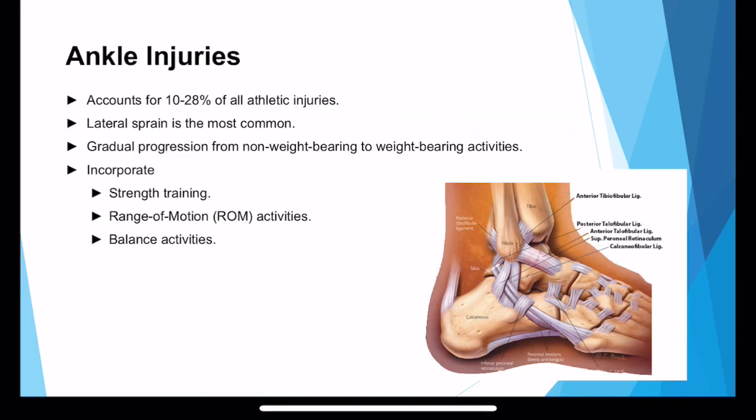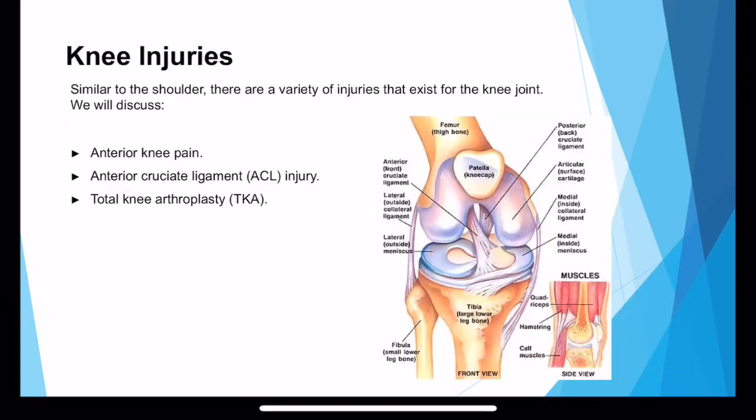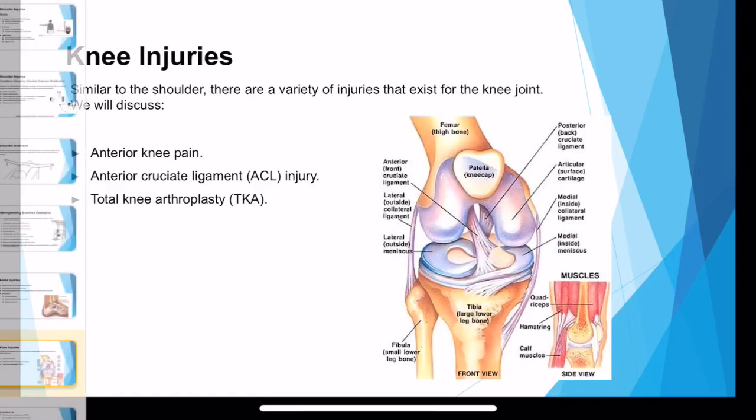So we're going to talk about ankle injuries, and let's get right in. It doesn't account for too many injuries for athletes, 10 to 28%. A lateral sprain is going to be the most common. And then we're going to progress these clients from non-weight bearing to weight bearing activities. And we've got to incorporate strength training, range of motion, and balance. Wow, that was it for ankle injuries.